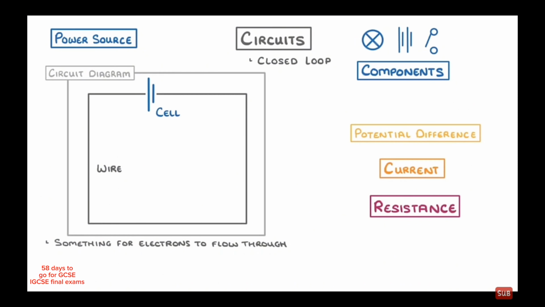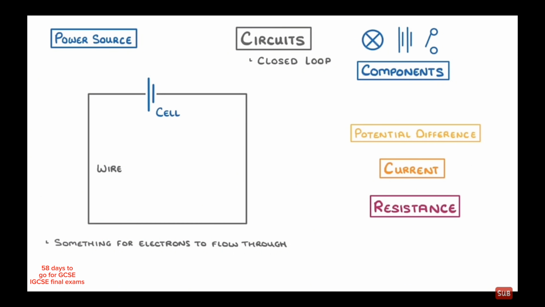We've already seen the symbol for a cell, which is basically just a simple version of a battery. As batteries are made up of two or more cells, their symbol is just two cell symbols put together. Although as far as exams are concerned, cells and batteries both act in the same way.